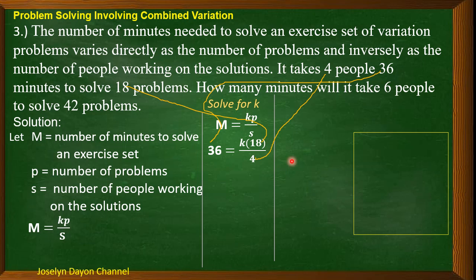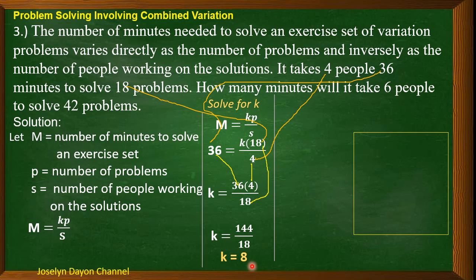So we have now to solve for our K. So we have 36 times 4 divided by 18. Okay, 36 times 4 divided by 18. I will put a mark over here, times 4, and this 18 will be the denominator. Now, let's multiply and divide. 36 times 4 is equal to 144 divided by 18, that is equal to 8.